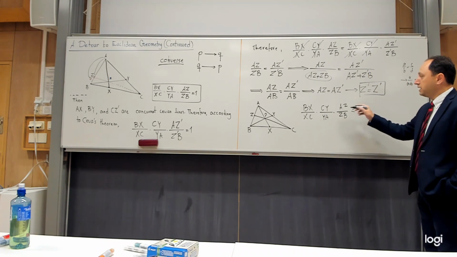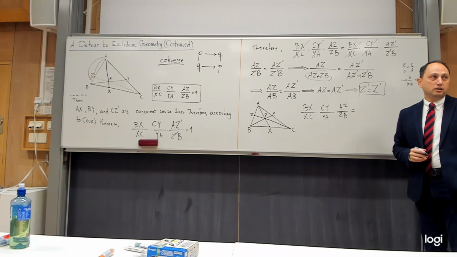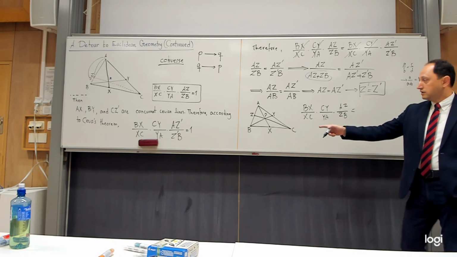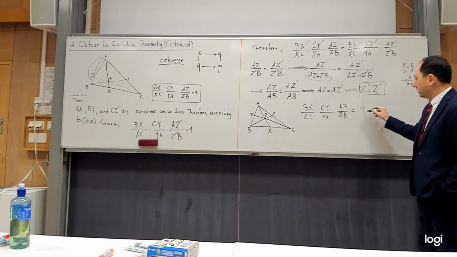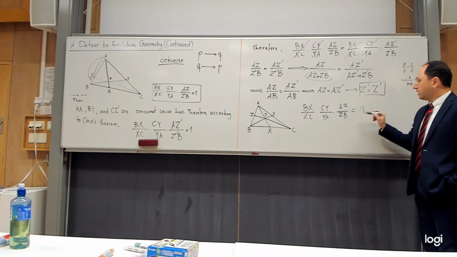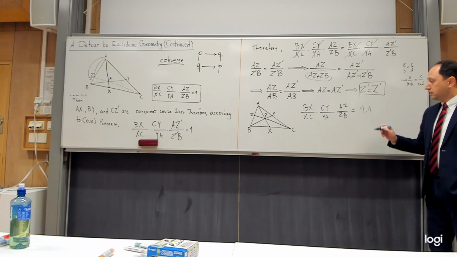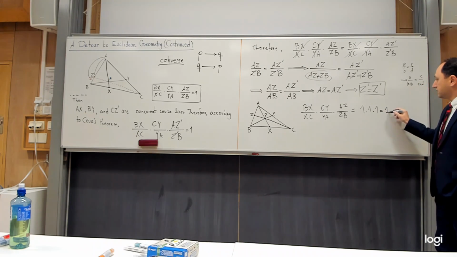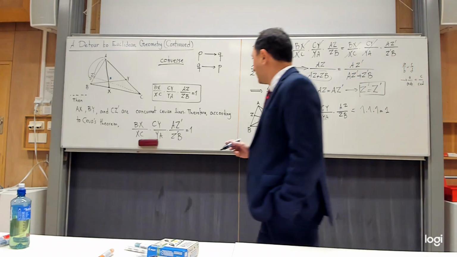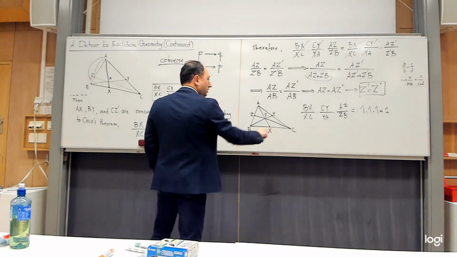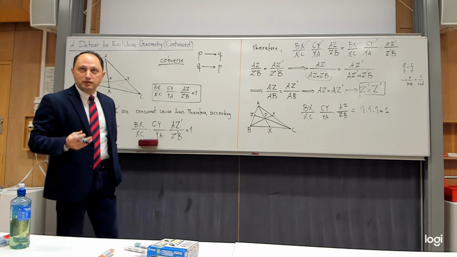What happens? Bx and xC are the same for medians. They have the same length if they are medians. So Bx over xC is 1. Cy over yA is also 1. And the other one is also 1. So as simple as that. Because the product is 1, they are concurrent. Yes? So I was able to show that medians are concurrent in a very, very simple way.